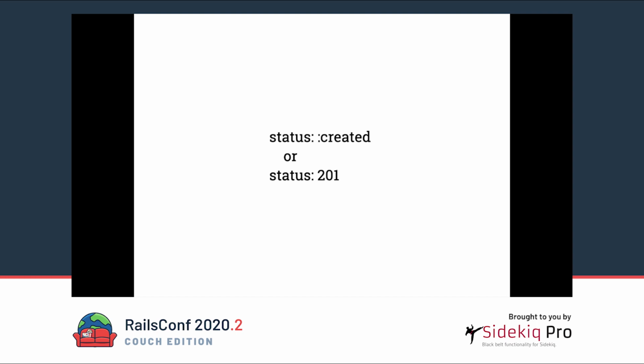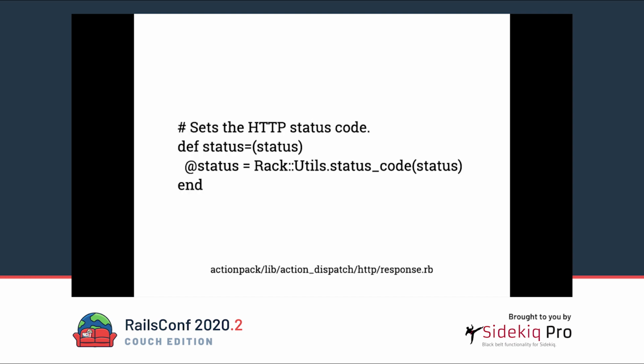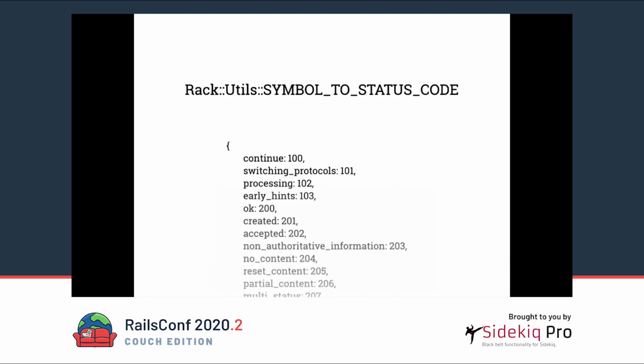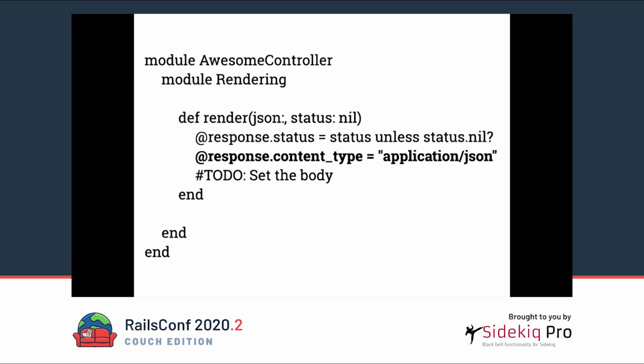We don't actually have to worry about if we've set the status as a symbol or the actual status code number. Either works because when the status is set, the response object uses a mapper provided by Rack that translates the symbol to its integer status code. Next, setting the content type is as easy as using the content type setter provided by the response. Lastly, we need to set the body.